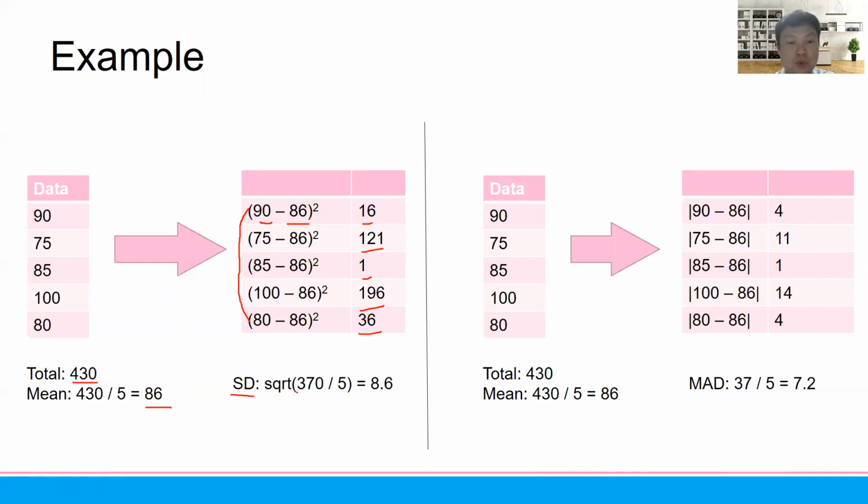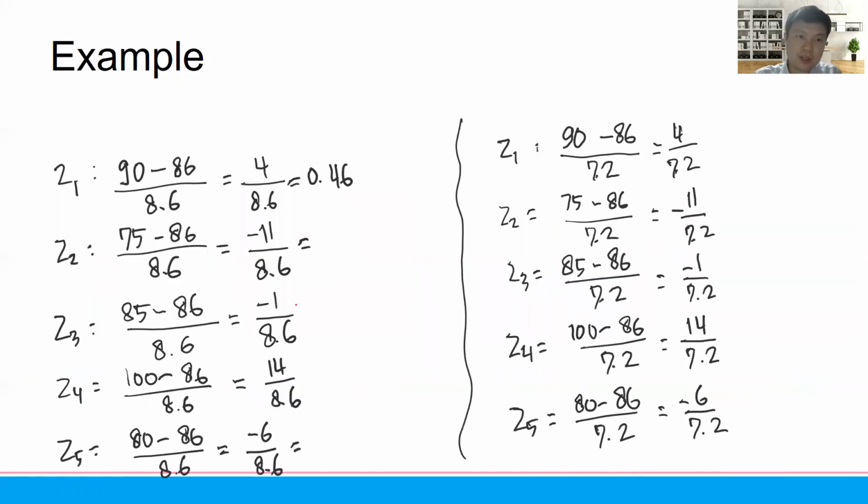If you sum all these numbers, the result will be 370. Because we have 5 data, just divide by 5, and then we use the square root. So the square root is this one, and we get the standard deviation is 8.6. After we have this 8.6, we just fit it for every data. So we have the set 1. The data 1 is 90.